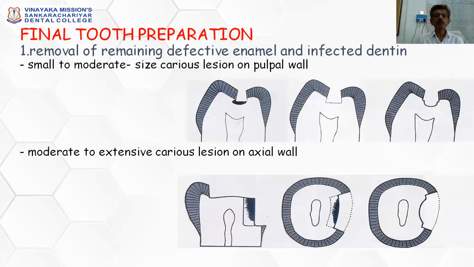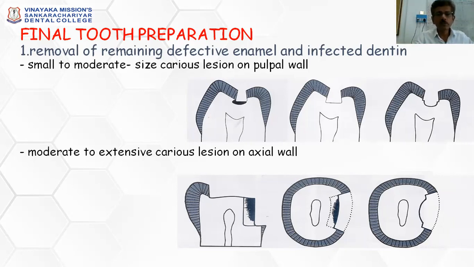Final tooth preparation: removal of the remaining defective enamel and infected dentin. Small to moderate size carious lesions on the pulpal floor, you just remove with a round burr. You place a sub base with calcium hydroxide or any other therapeutic base like glass ionomer. Then on top of that, you apply varnish and then zinc phosphate. Don't radically alter the whole pulpal floor depth.